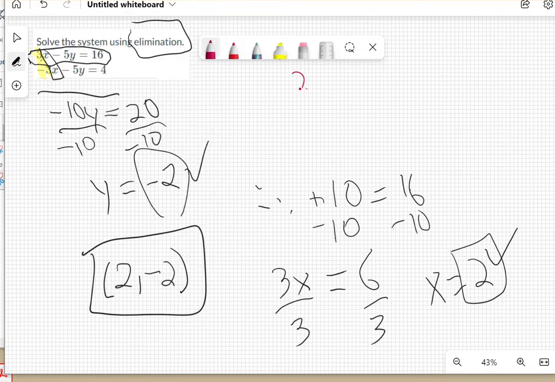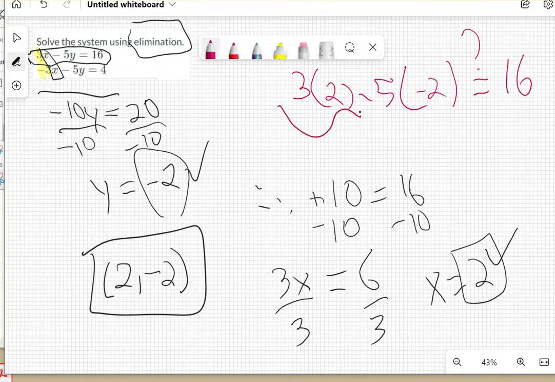Okay, so we've got 3. Put the 2 in where the x is. Minus 5. I put the negative 2 in where the y is. That should equal 16. We do the math on this side. 3 times 2 is 6. A negative 5 and a negative 2 become a positive 10. 6 plus 10 is 16. Does 16 equal 16? Yes, it does. So that check step worked.